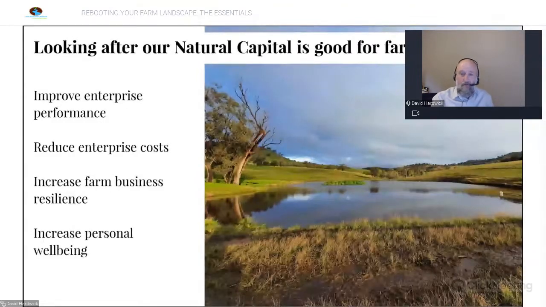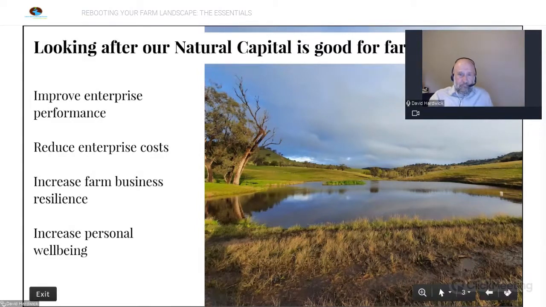So if we look after that natural capital, it improves our enterprise performance, so the efficiency of how much meat we grow per millimetre of rain, for example. It can help us reduce our enterprise costs. It can help build a bit of resilience through difficult seasons, as well as basically making us feel more satisfied and content because we have this innate deep connection to the landscape that we live in.